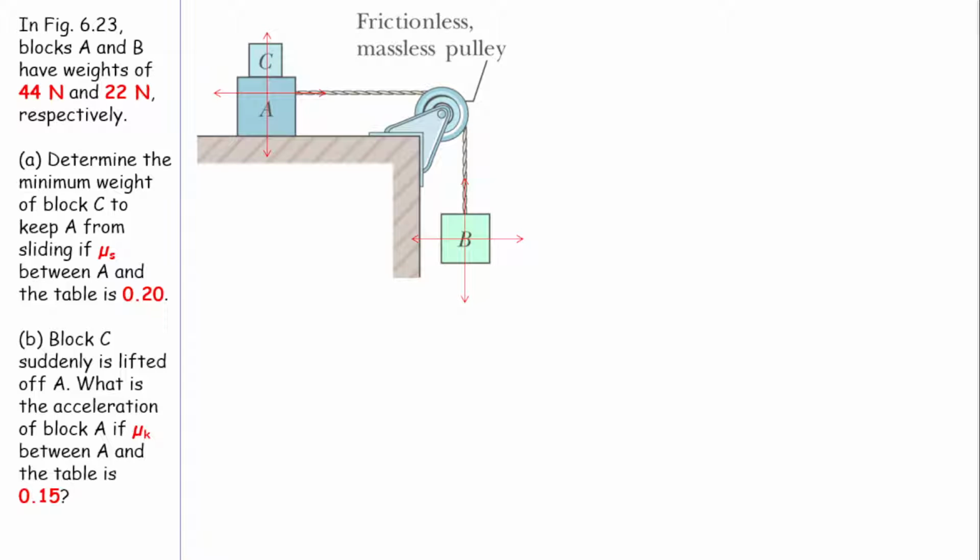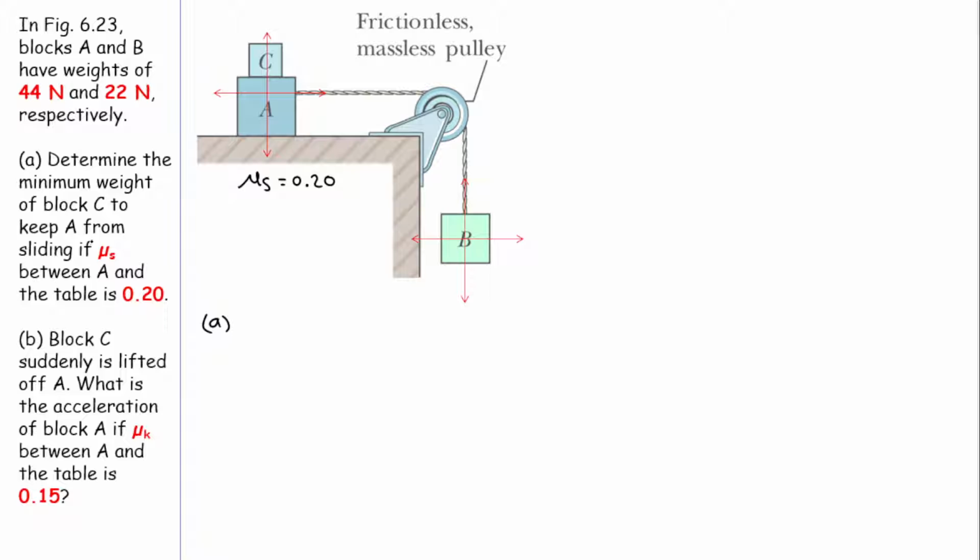In figure 6.23, blocks A and B have weights of 44 Newton and 22 Newton respectively. A, determine the minimum weight of block C to keep A from sliding if mu S between A and the table is 0.20. Okay, let's answer question A first. So we are given that our mu S here is equal to 0.20. And we need to find out this one here. A, determine the minimum weight of block C to keep A from sliding.